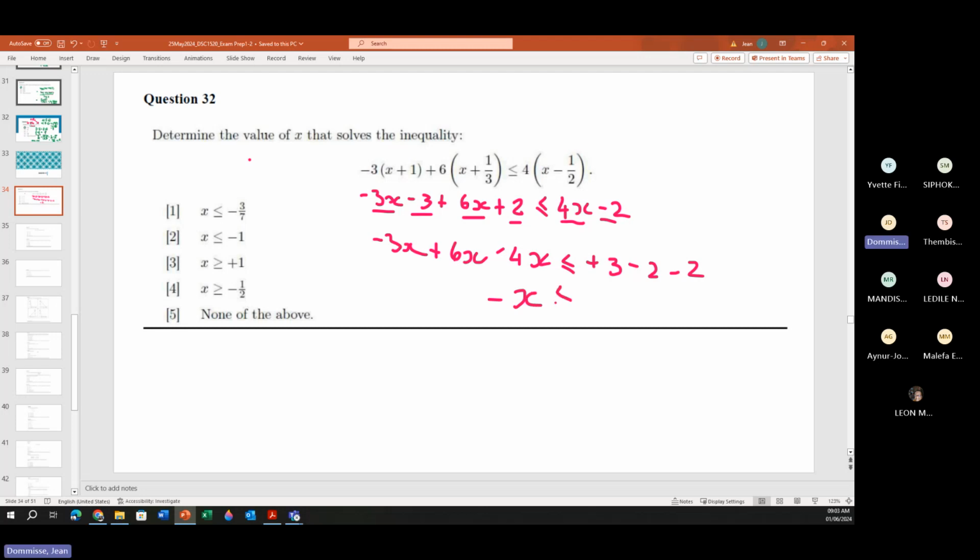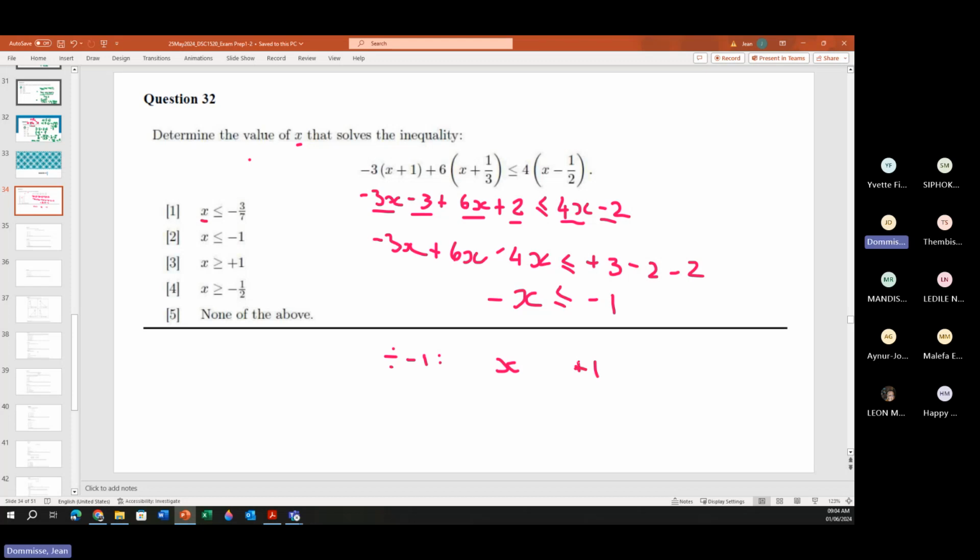This side, smaller or equal to 3 minus 2, so that is plus 1. Minus 2 becomes minus 1. So minus x, smaller or equal to minus 1. We're looking for x, not minus x, so what we need to do is divide by minus 1. It will become x positive, and that side will become positive 1.